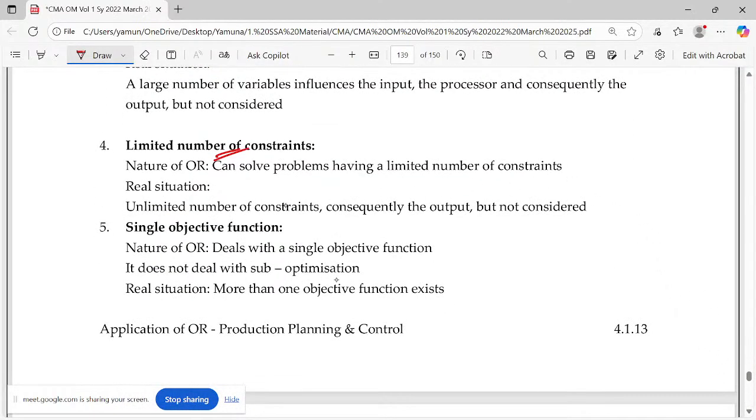You cannot work with 100 conditions and 100 variations. That's again one problem. Some limited number of constraints only will work.